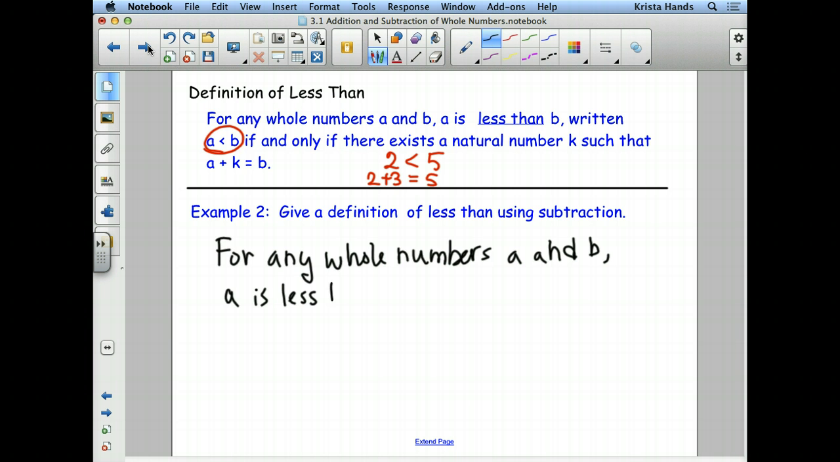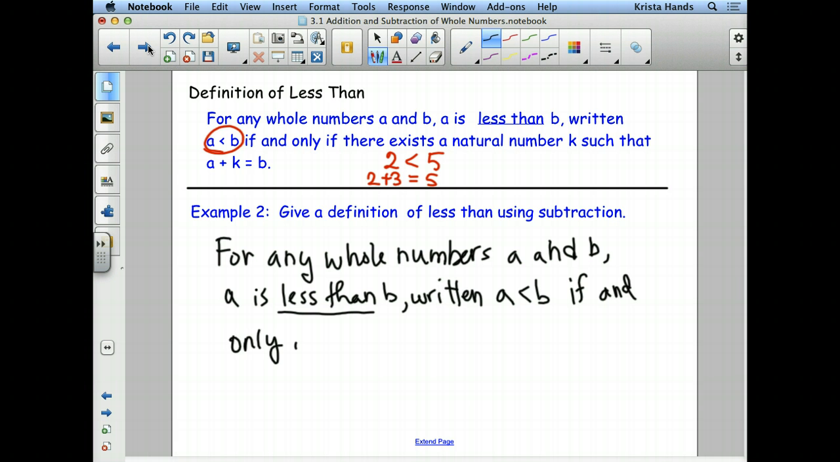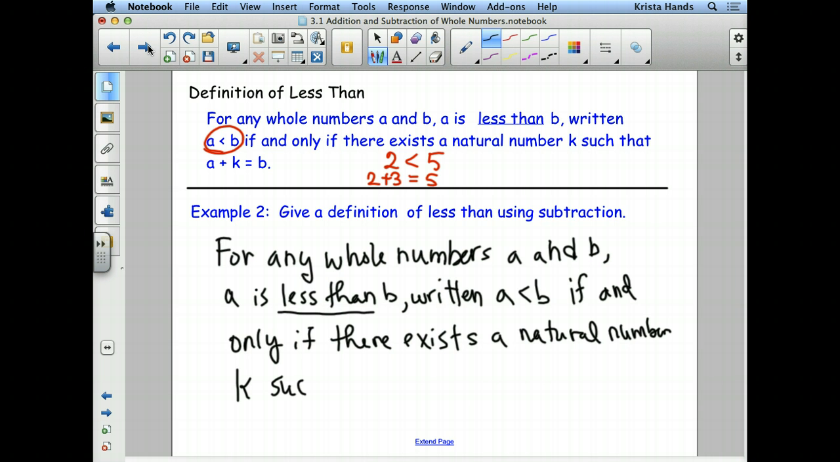A is less than B. Written the same way as before. If and only if there exists a natural number k such that what? I'm not supposed to have an addition statement.